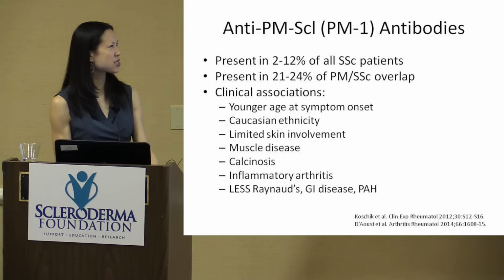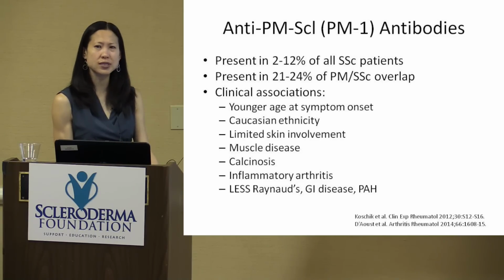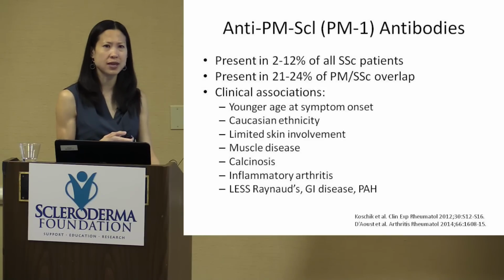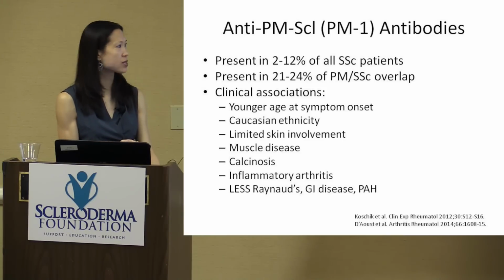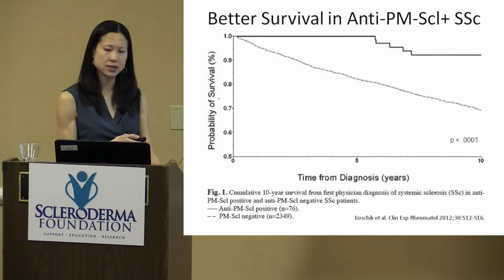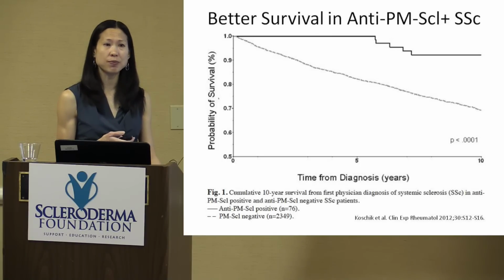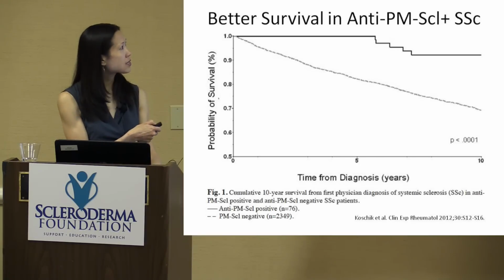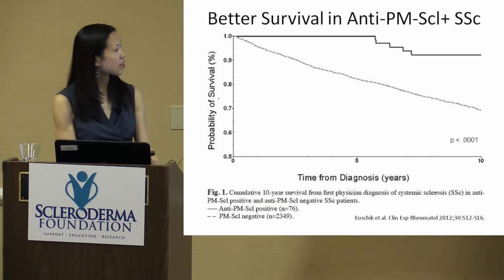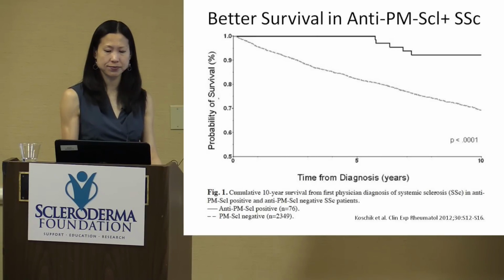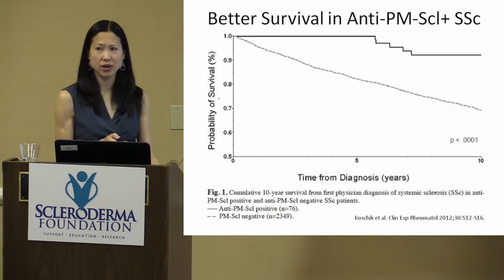So it seems that these patients have more inflammation in their muscles and joints and less of kind of the vascular problems that patients with PAH and bad Raynaud's get. So this antibody, the anti-PMSCL antibody associated with muscle disease, limited skin involvement, actually is associated with better survival. So you can see here, this is PMSCL negative patients, and this is PMSCL positive patients. So at 10 years, there's a much better survival in patients who have this antibody. It's a blood test, yes, and it is clinically available. The other name for it is PM1.